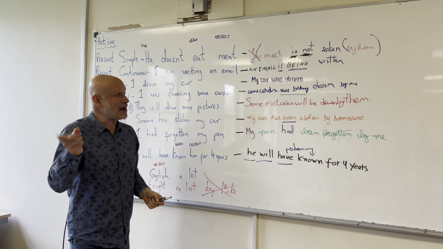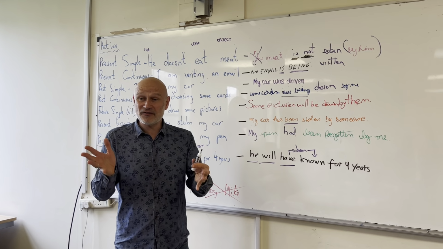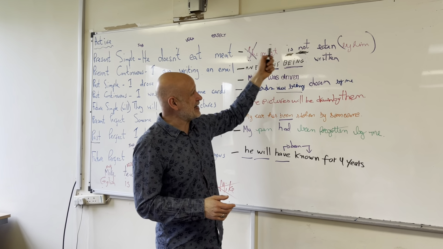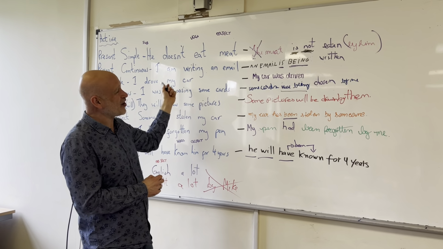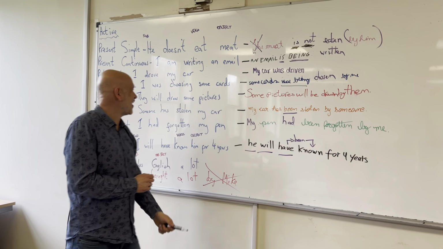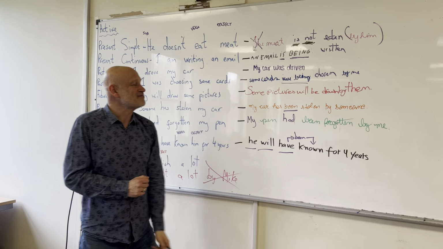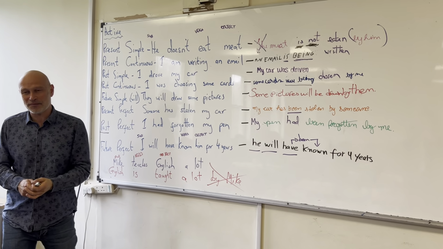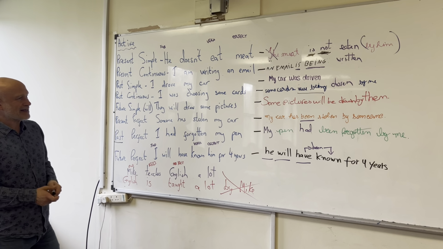Remember, guys, to learn your irregular verbs. Eat, ate, eaten. Write, wrote, written. Drive, drove, driven. Choose, chose, chosen. I'm horrible, I know. Draw, drew, drawn. That caused a lot of problems. You need to learn them. Apart from that, it's great.